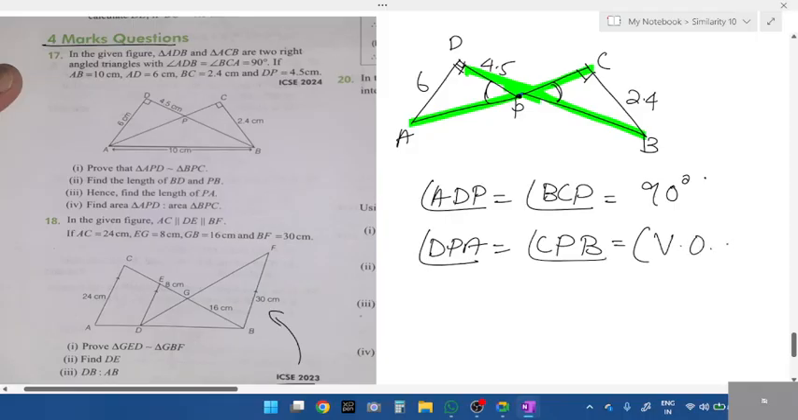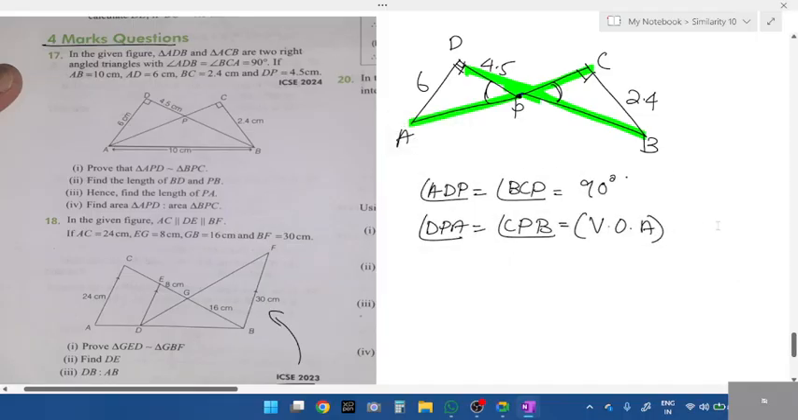Naomi, what did you tell? Vertically opposite. Did we prove two angles are equal? Are they similar now? So both are similar, right?